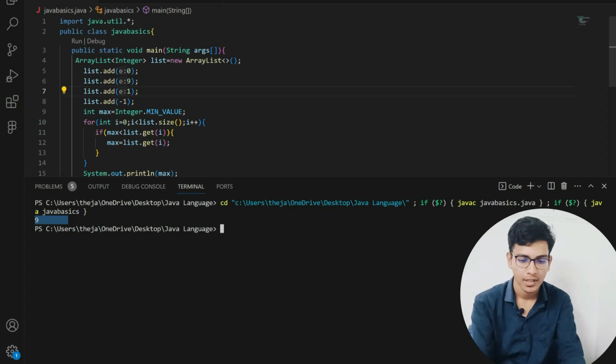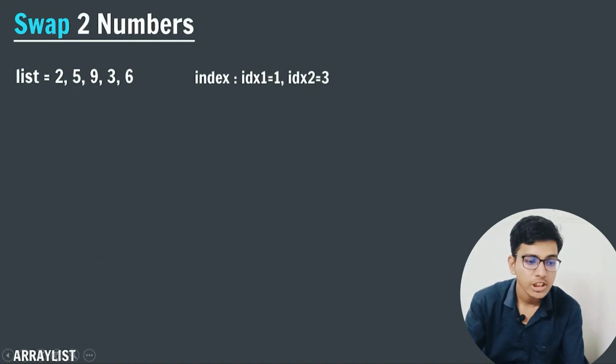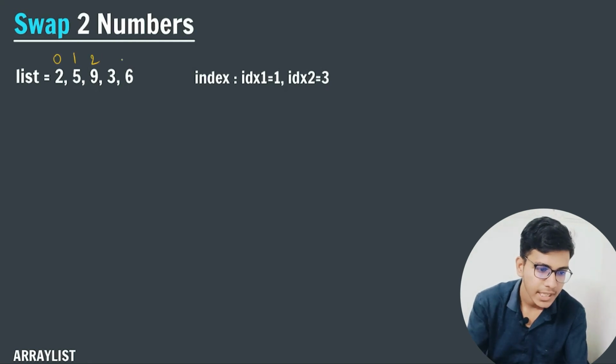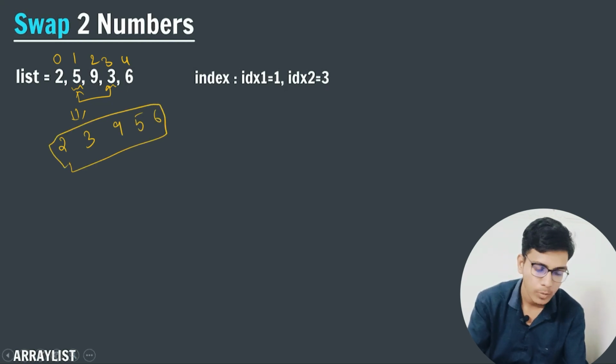Okay, so in the given question we need to swap the elements which are present in my array list. So this is the 0th index, first index, second index, third index, fourth index, right? We need to change the elements which are present at the 0th index and the third index. We need to swap. So after swapping, my array will be 2, 3, 9, 5, 6. So this will be the output I will get.